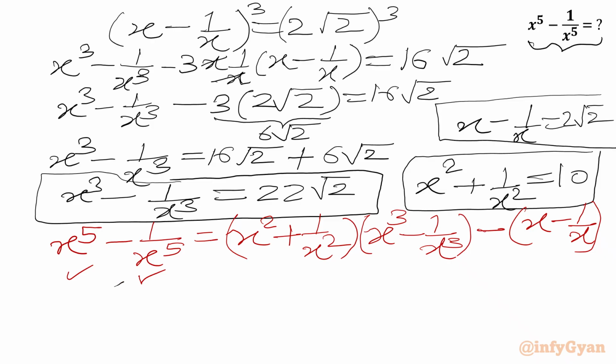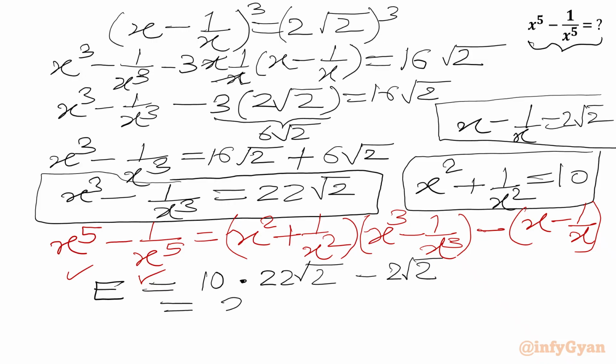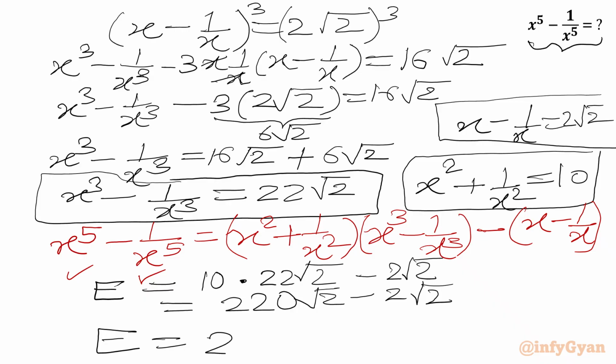Left hand side we will be writing E. RHS would be x square plus 1 over x square, 10, times x cube minus 1 over x cube, 22 root 2, minus x minus 1 over x, this is 2 square root 2. So I can write here 220 root 2 minus 2 root 2. So our final answer for this problem would be 218 square root 2.